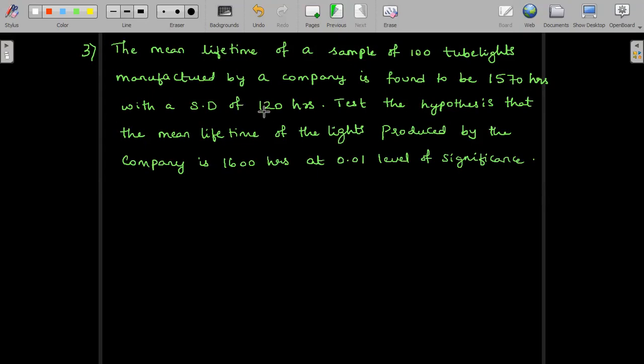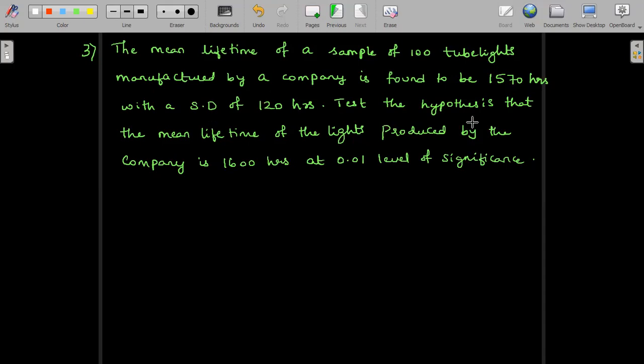And then the standard deviation is 120. The mean lifetime, it is S actually, sigma is not given. So S is equal to 120 is given for us.